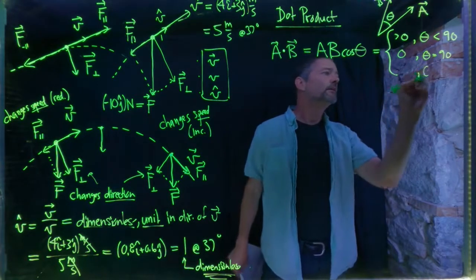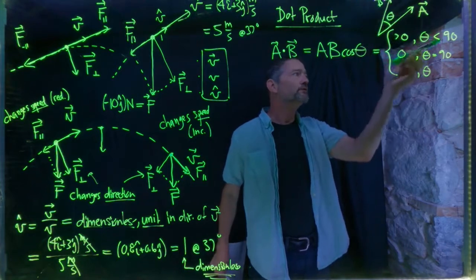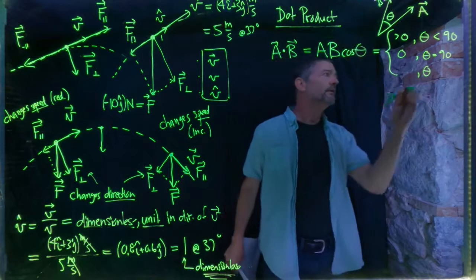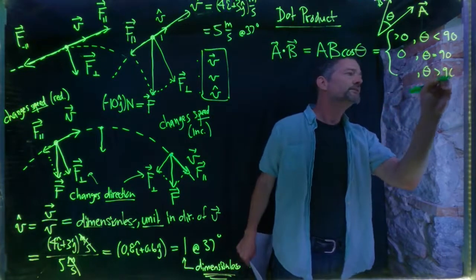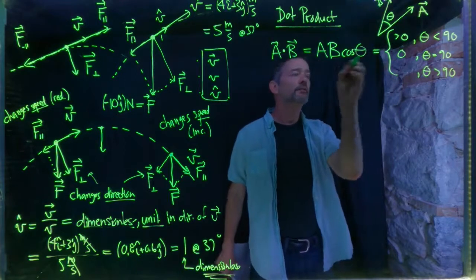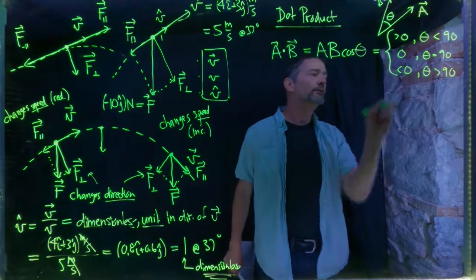Okay, and then the other case: if you're greater than 90 degrees, between 90 and 180, then theta is an obtuse angle. In that case, the cosine of an angle greater than 90 degrees is negative. And so your dot product will be negative.